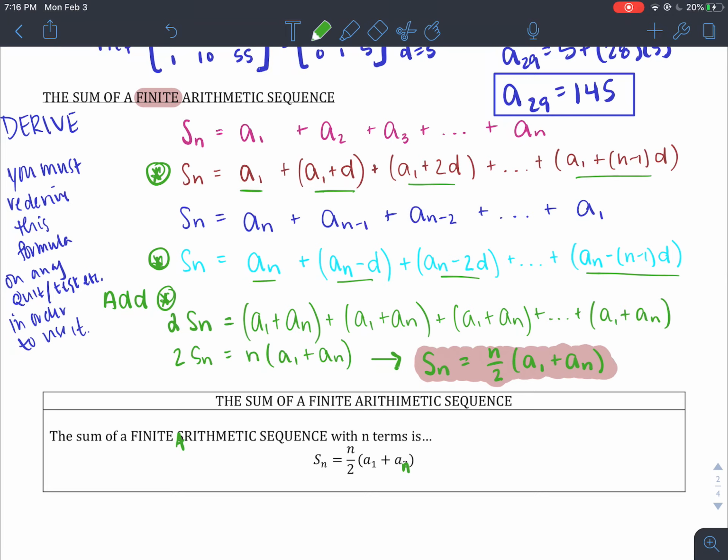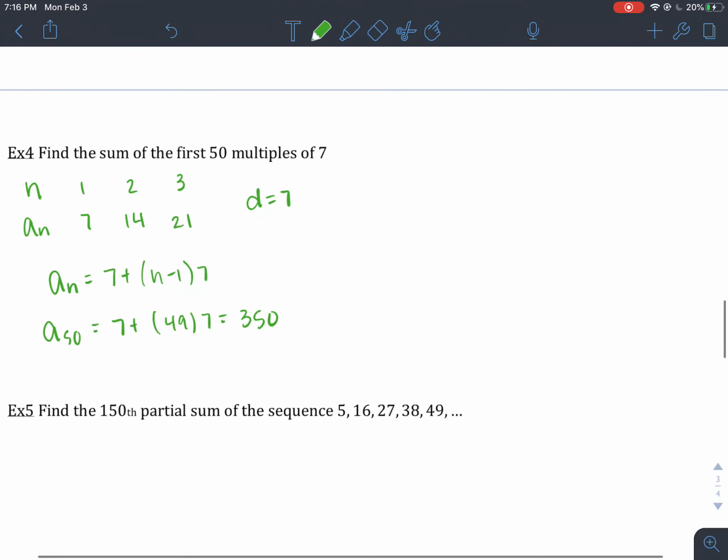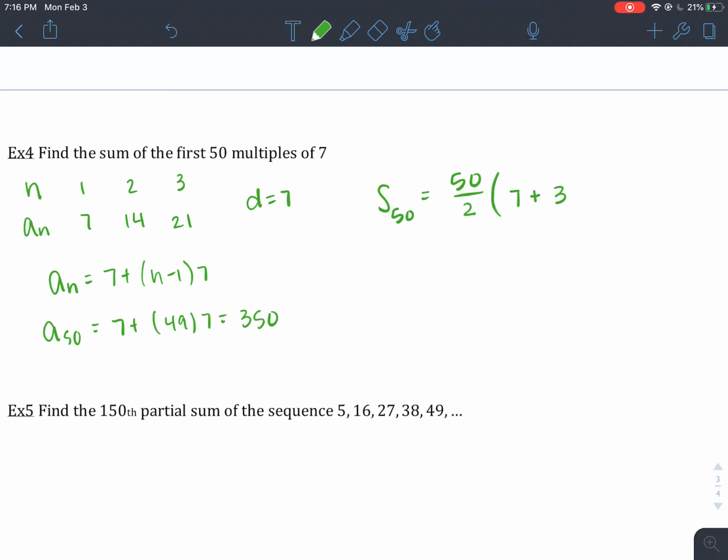Again, we've already derived this formula, so we get to use it on any quiz or test. You have to derive this before you can use it, but since we've already derived it, we are allowed to use it. We can say our s sub 50 is 50 over 2 times our first term of 7 plus our last term of 350. So this is 25 times 357, or our total sum is 8,925.